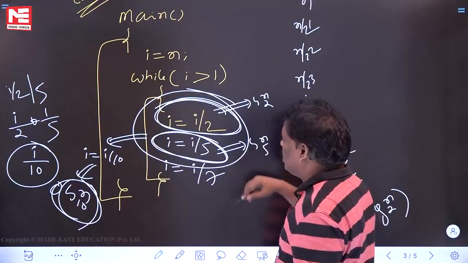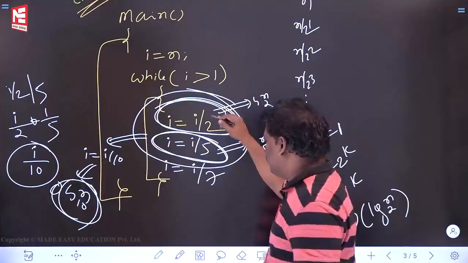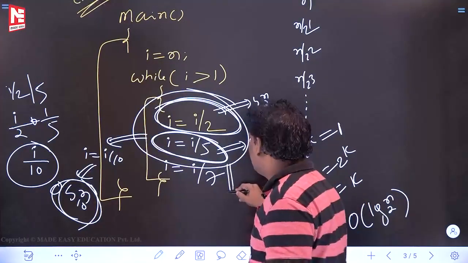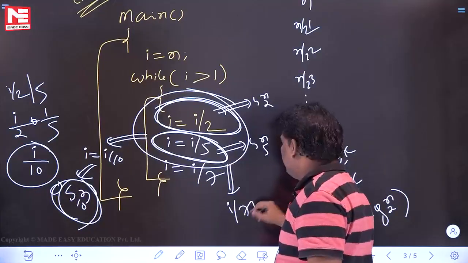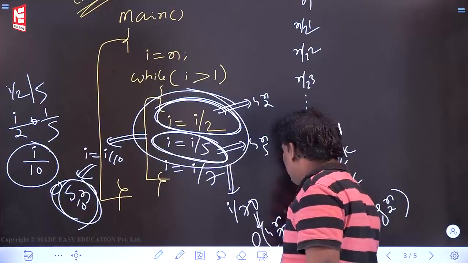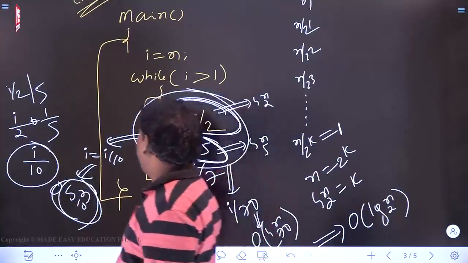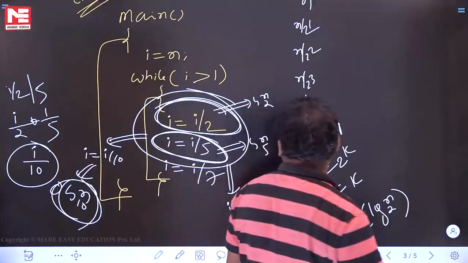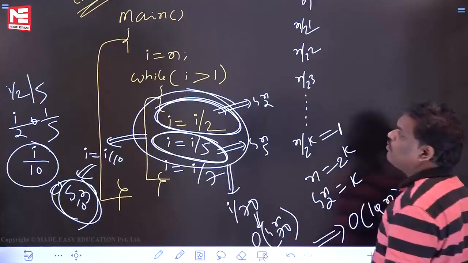Next one is by 7 also. What is the answer? Until here by 10. Again by 10 by 7. What is the answer? It will become I by 70, which will go to log n base 70 big O. This problem and the previous problem are the same, previously multiplication, now here division. I am thinking that you are really comfortable, right?